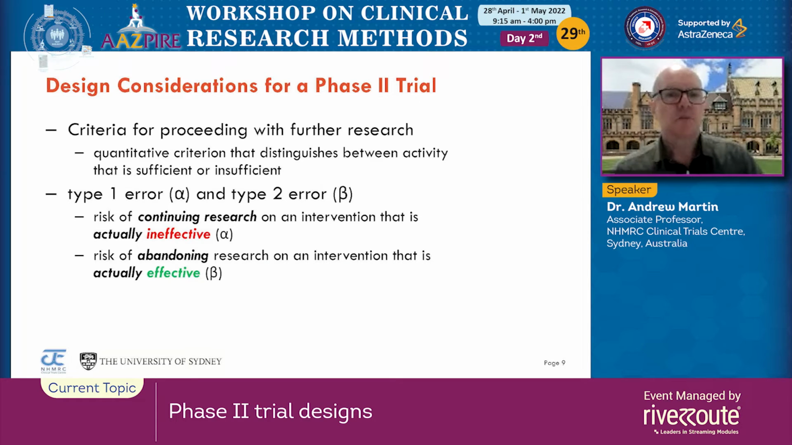So the next thing I want to talk about are the criteria that we'll need to have in place for reaching a go, no-go decision on the basis of a phase 2 trial result. So we need some criteria for determining whether to proceed to phase 3. And we'll look at examples of designs where we specify criteria that distinguish a level of activity that's interesting and sufficient to warrant further investigation versus not.